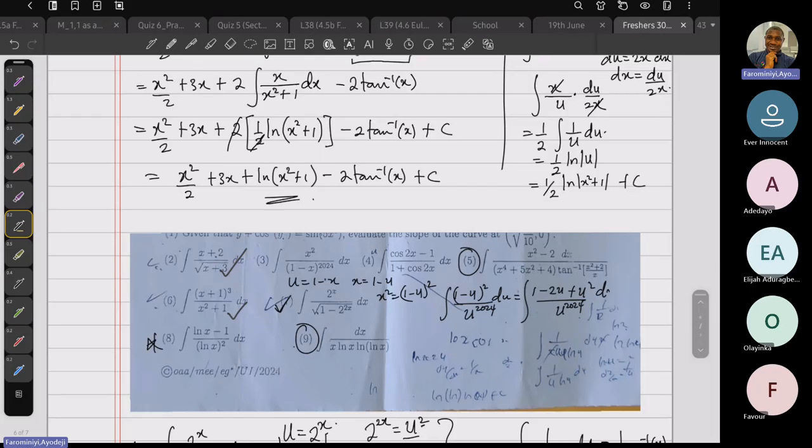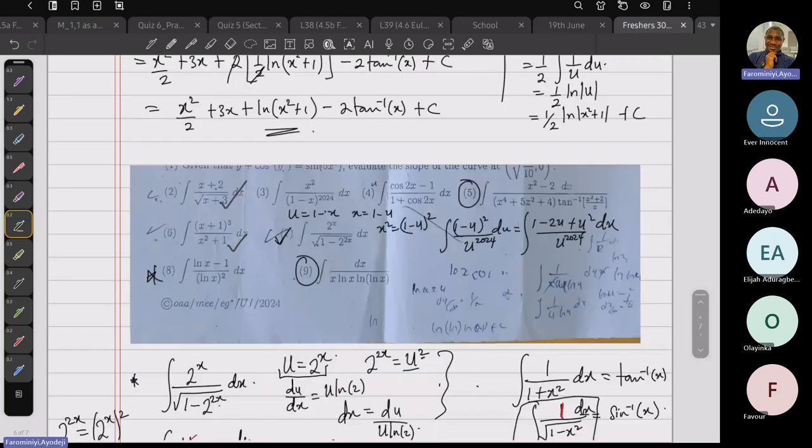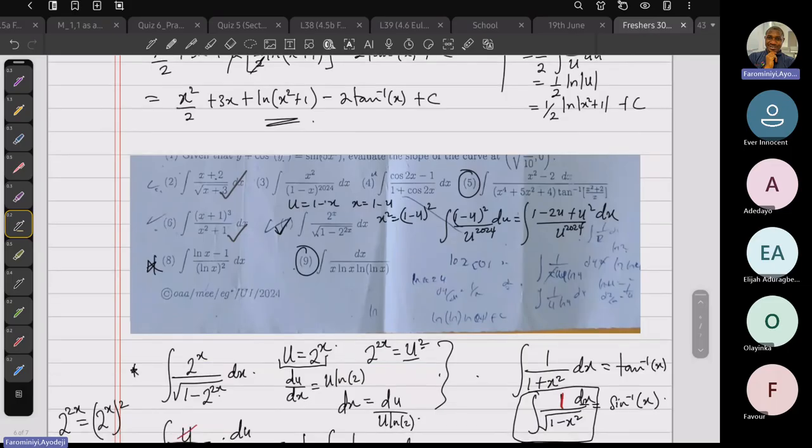So you can try your hands on that. If you don't get it, let me know. For number 4, we use, so what is cos 2x minus 1, or what is 1 plus cos 2x? So we know that cos 2x is equal to 2 cos squared x minus 1. So cos 2x plus 1 is equal to 2 cos squared x.